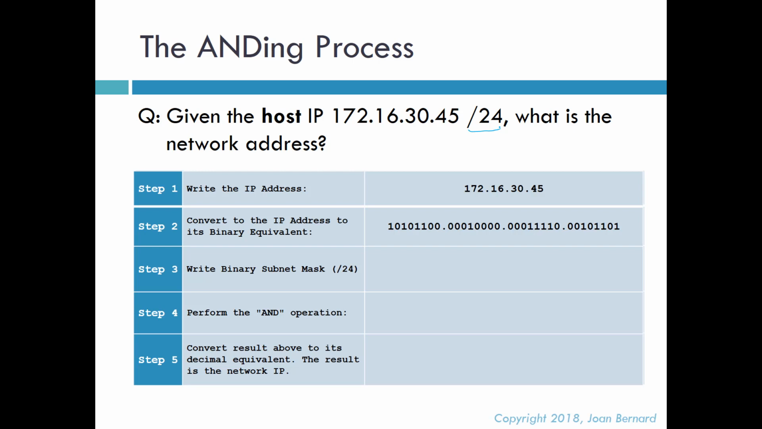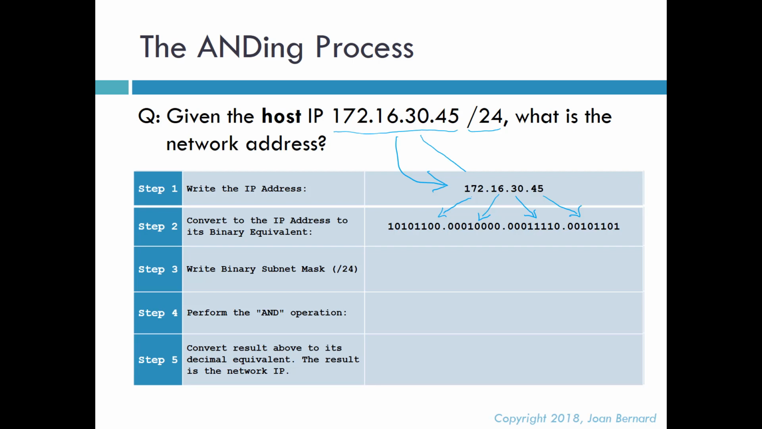There are 5 steps, written down here. Step 1 is to write down the IP address. We've been given this IP address, and we simply write it down. Step 2 is to take the IP address and convert it to its binary equivalent. So we have 172, 16, 30, and 45. All right, so now we've done that. That's our IP address converted to its binary equivalent.